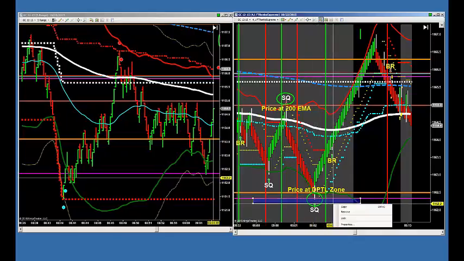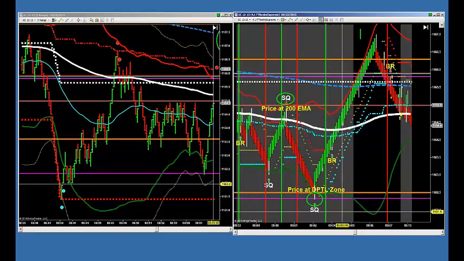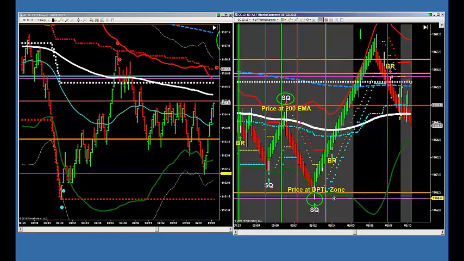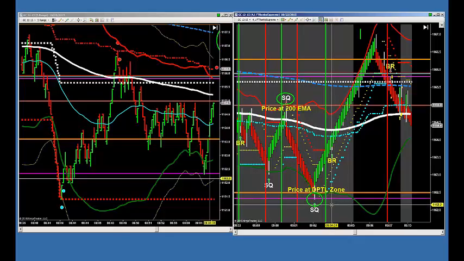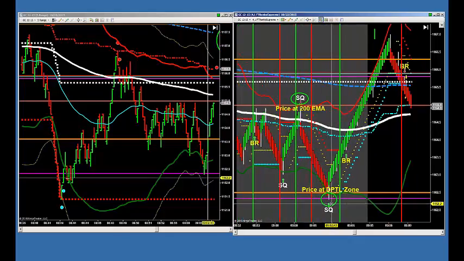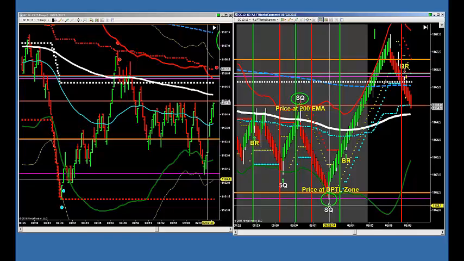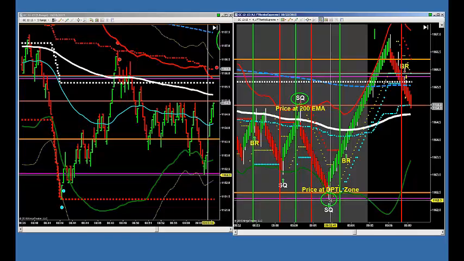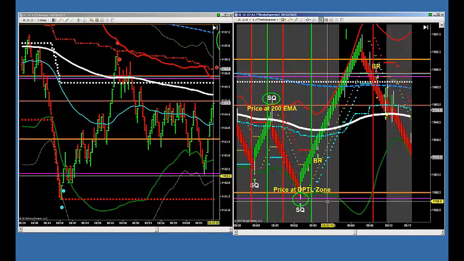I'm going to get rid of that. On my system, that fuchsia colored DPTL is a 60-minute DPTL, and I've just noticed on these things that that seems to be a very critical DPTL. So moving on.